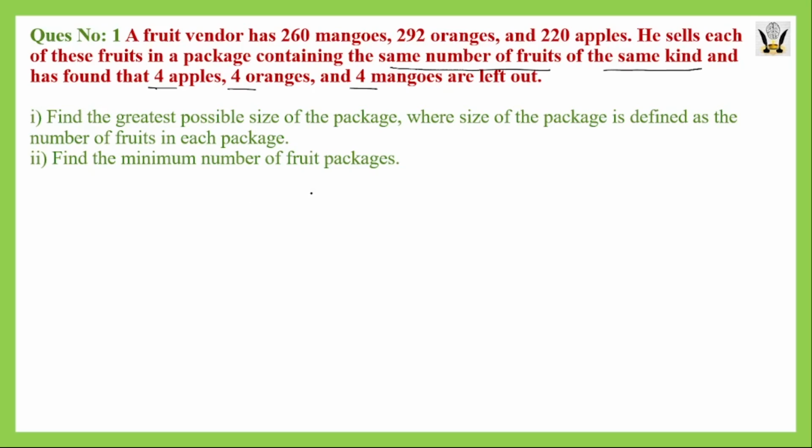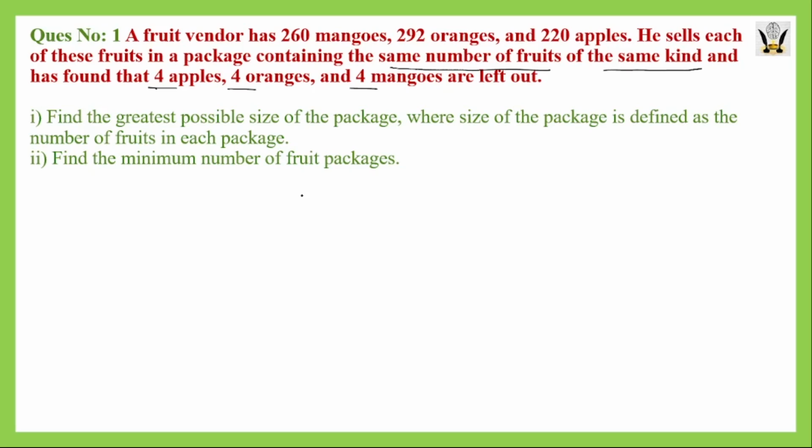That means when he is packing every kind of fruit in the same number, his aim is to accommodate more fruits of the same kind in a single package, so that the number of packages will be minimum. That means here the number of packages is minimum and the fruits that he is packing of every kind in every package is maximum. And first we have to find what is that maximum number of fruits of the same kind that he has packed.